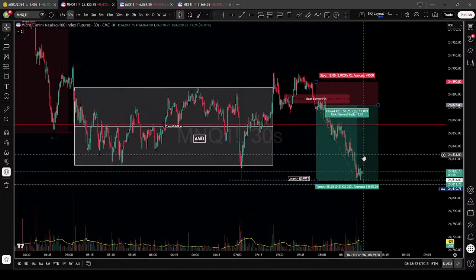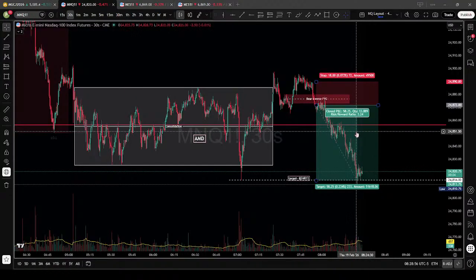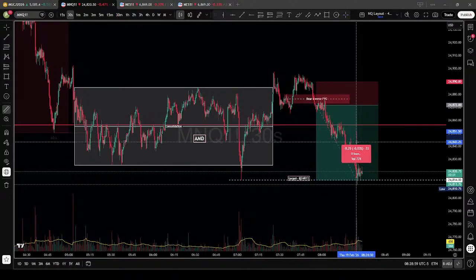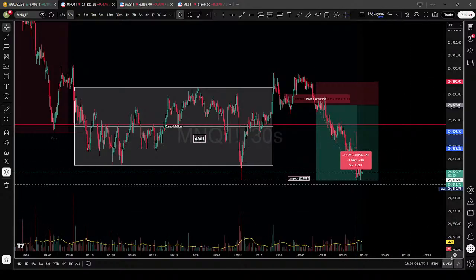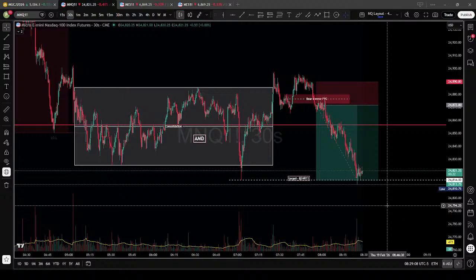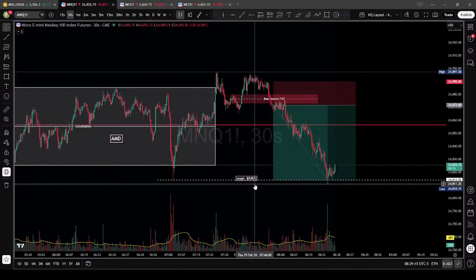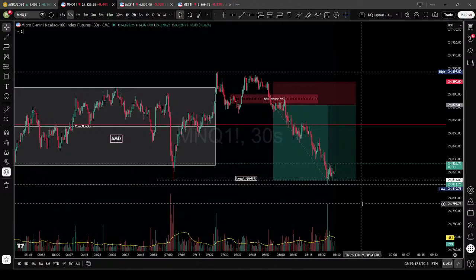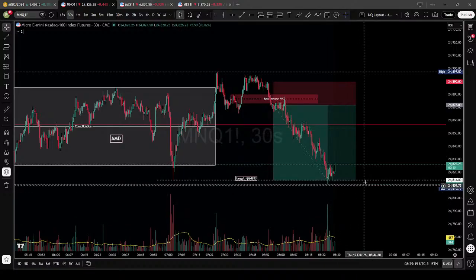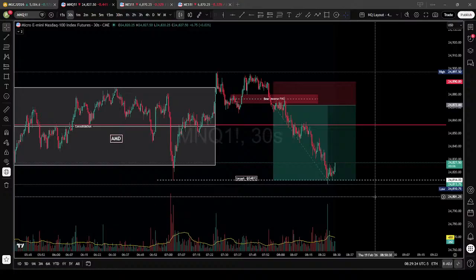I did follow my plan. I exited here because of the second entry, like the first target should be here and the second should be here. As I said, there is news coming in, so I don't want to be in any kind of position. You always have to look at the conditions. There's always another trade. There's always another day to trade the market. The markets are here forever.